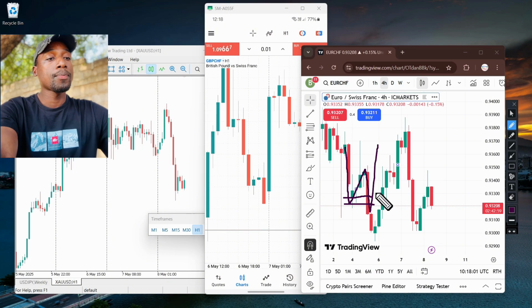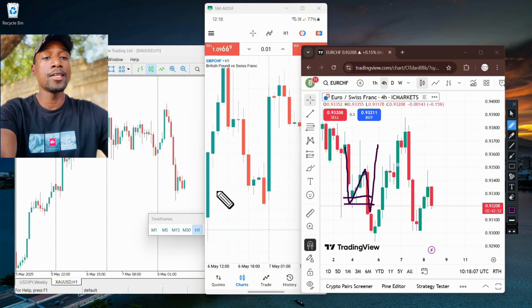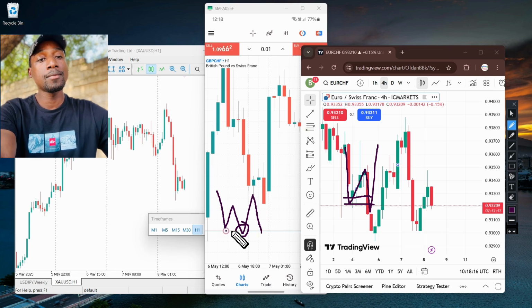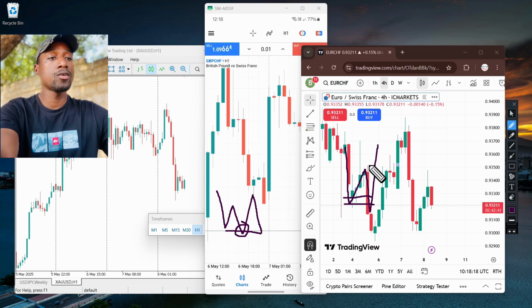Now, this is an M. An M only has one entry, like this. If this one fails, it's no longer an M. If it comes down here, this is what we call a triple bottom. But now let's focus on a double bottom.